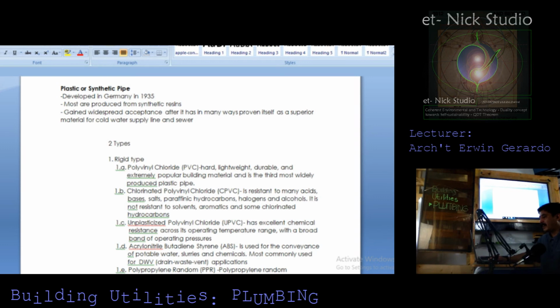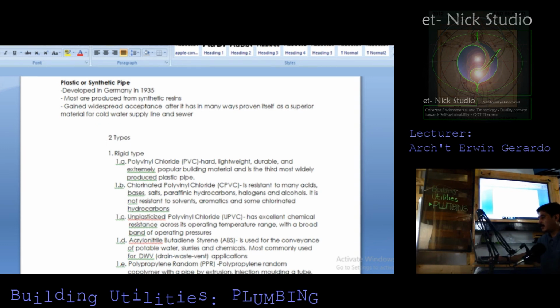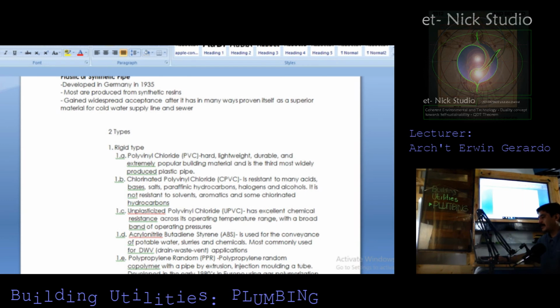Acrylonitrile butadiene styrene, ABS, is used for the conveyance of potable water, slurries, and chemicals, most commonly used for the DWV, or what is known as drain, waste, and vent applications.